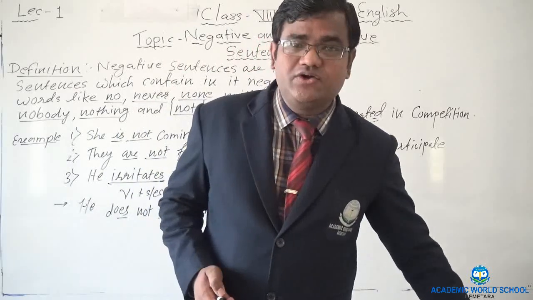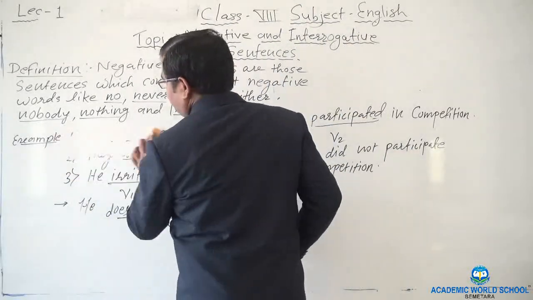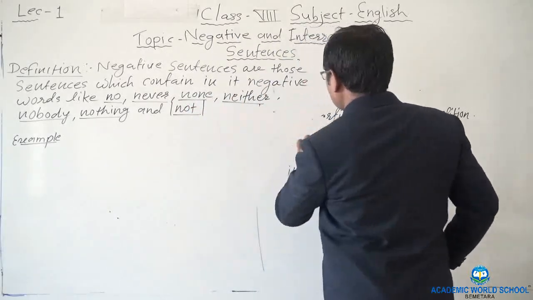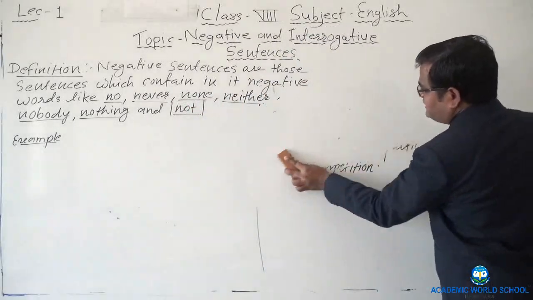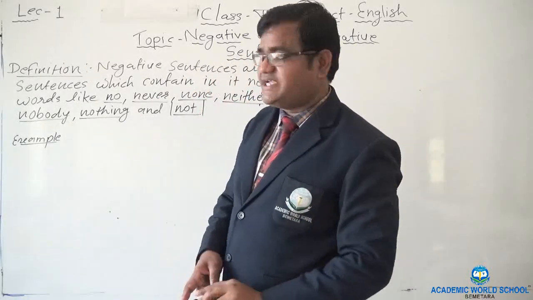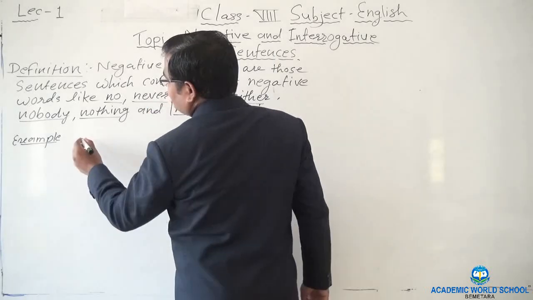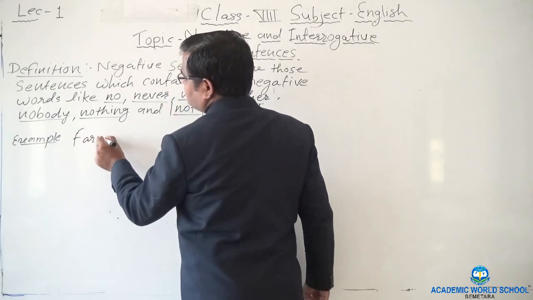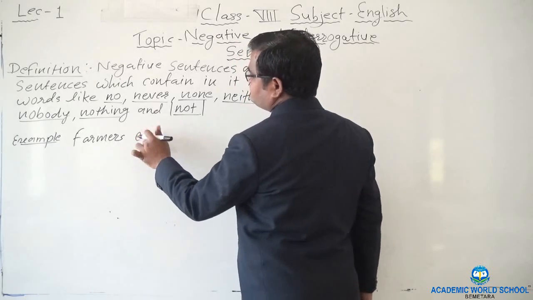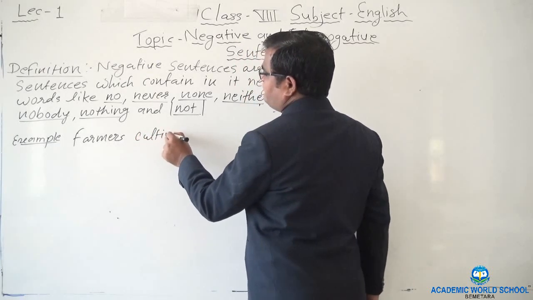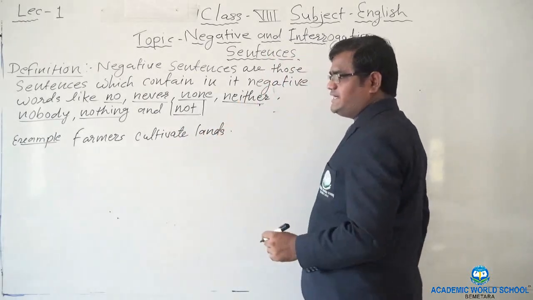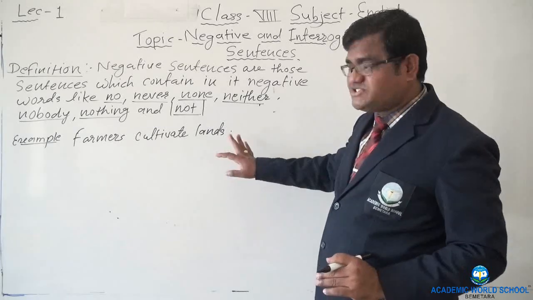Now, let me tell you one more example where students get baffled. Where students get confused about exactly how to do it with this sentence. I will revise all the rules for you at the end. Okay, now let's see. Farmers cultivate land. Right? They are cultivating farms or lands.